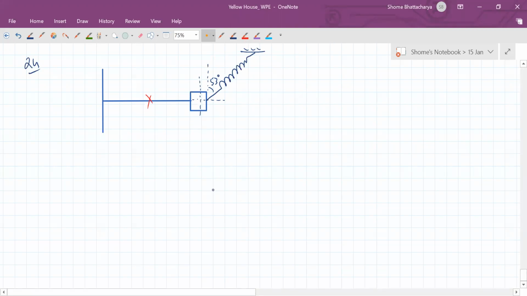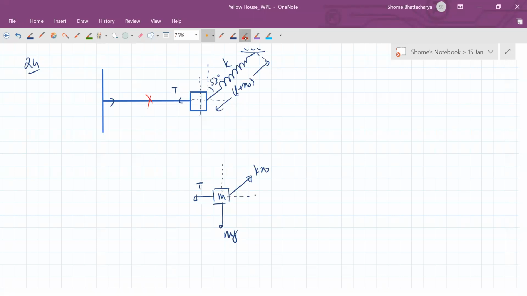So make the block's free body diagram. So there will be spring force acting on it, which is kx naught, let's say, because right now the spring is extended by x naught and has a constant k. There will be some tension in the thread T, and there will be weight mg. So it's in equilibrium.